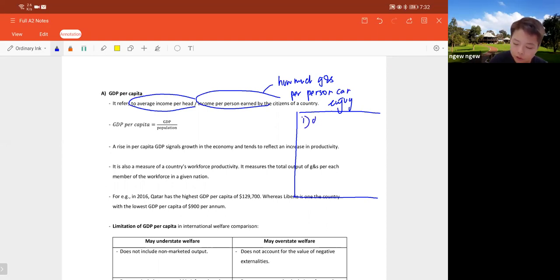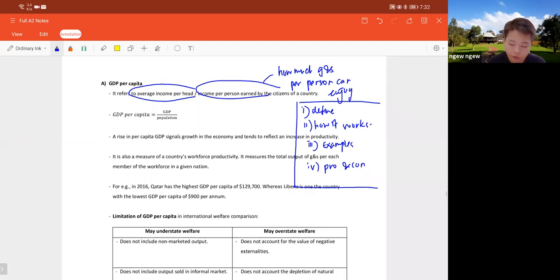Okay, so when you are offering other indicators, we need to follow a certain sequence. First of all, you need to define that particular indicator. You need to tell me how it works. And if better, you give me examples that can be linked to real life. And lastly, you discuss one pro and one con of that particular indicator.